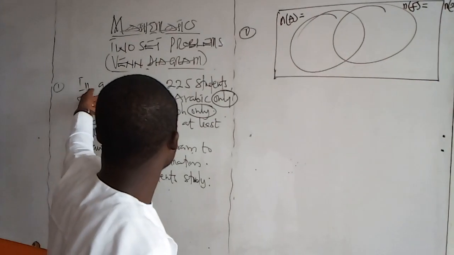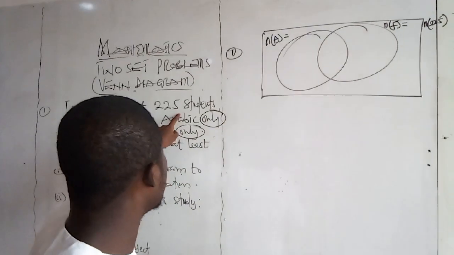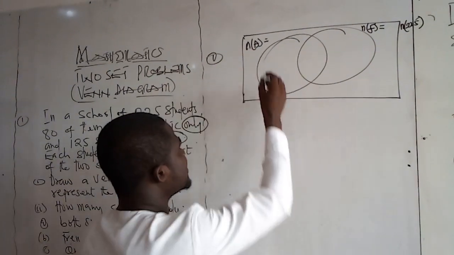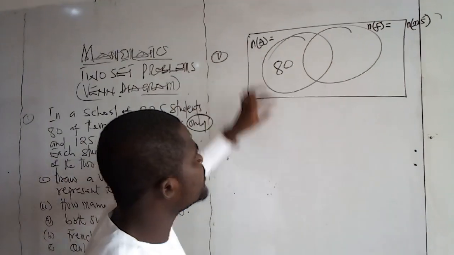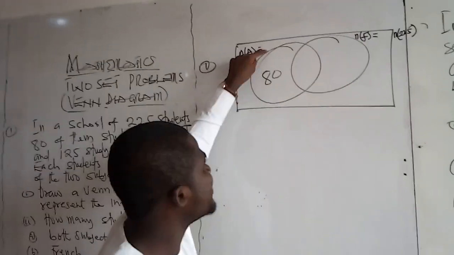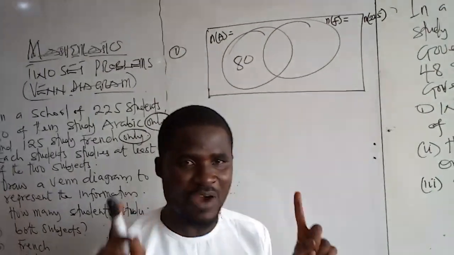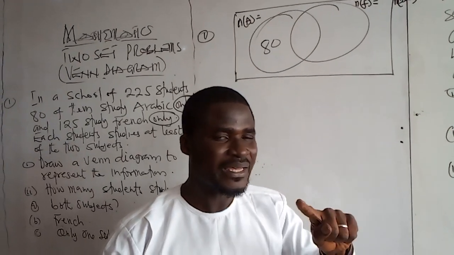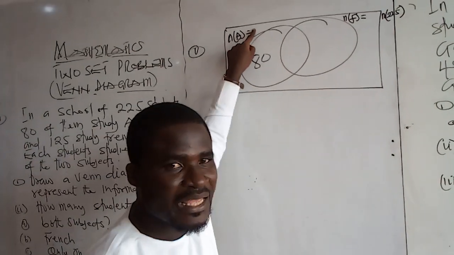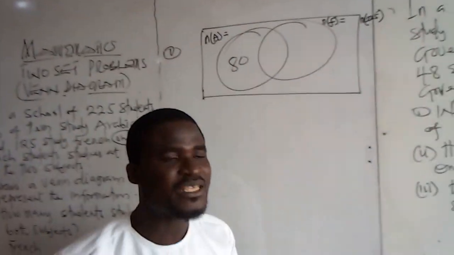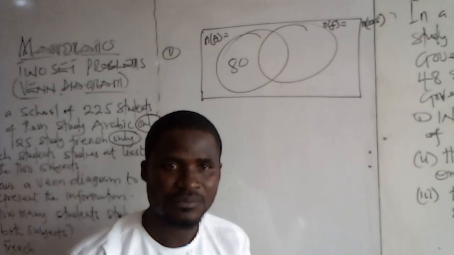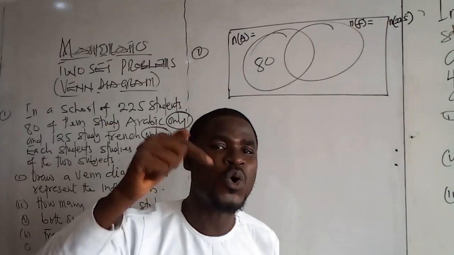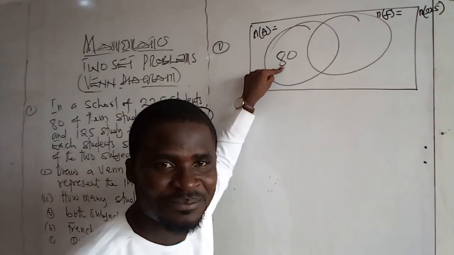Now, this one, they gave us 80 of the students study Arabic only. Because the question said Arabic only, we are going to put it here. Don't put the 80 here. The 80 here belongs to Arabic only, not Arabic. So, if the question didn't give you Arabic, don't write it here. You only write a figure here when the question says, those who study Arabic are this. But here, the question is making an emphasis: Arabic only. So, only, you put it here.